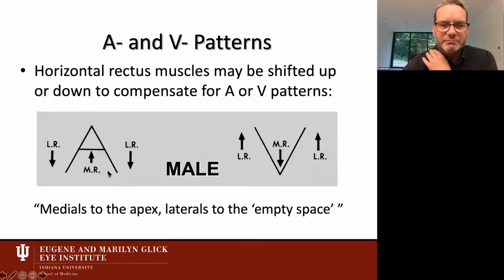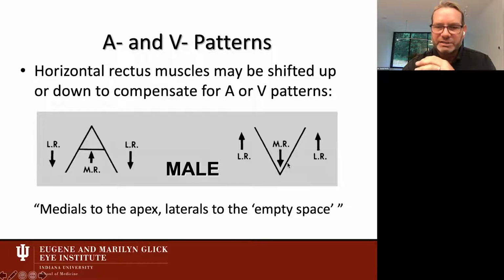If you had an A pattern esotropia and you were recessing the medials, then you're going to shift the medials towards the apex, towards the point of the triangle or the top of the A. So medials to the apex, laterals to the empty space. And it doesn't matter if your procedure is a recession or a resection, this shifting pattern applies. So that's an A pattern.